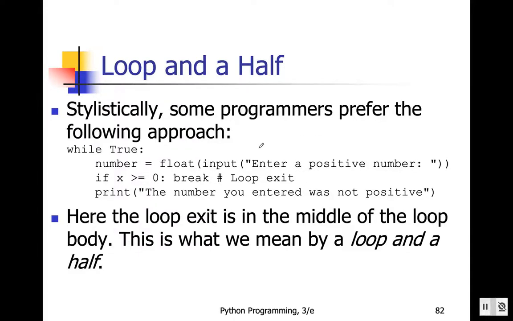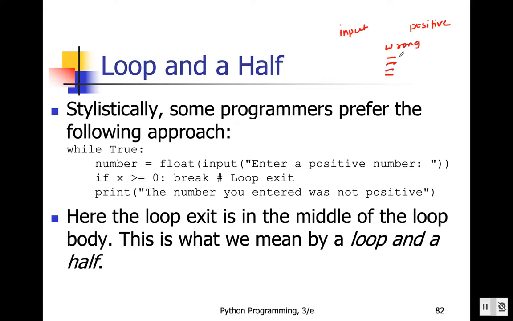Hello everyone. So now we are going to talk about the last problem, the post-test loop for input validation. This means we are going to take the input. The input is expected to be a positive number. If the number is negative, it means wrong input. For wrong input, we are going to keep taking the input.